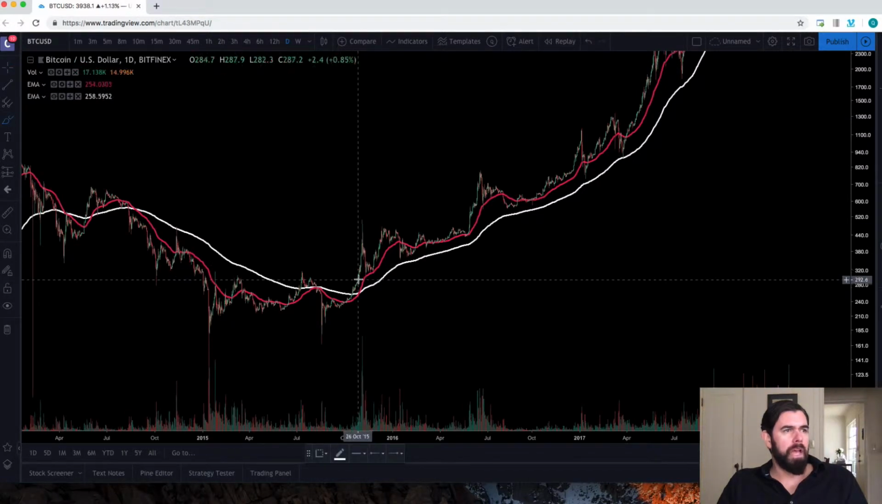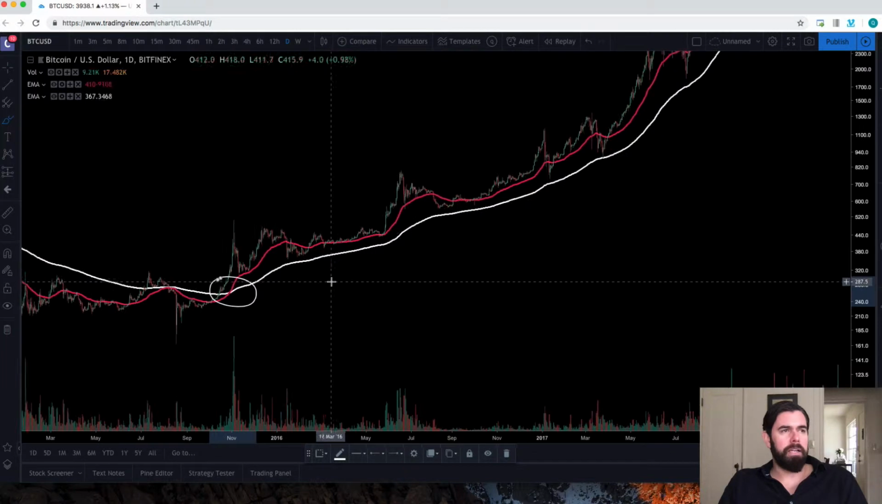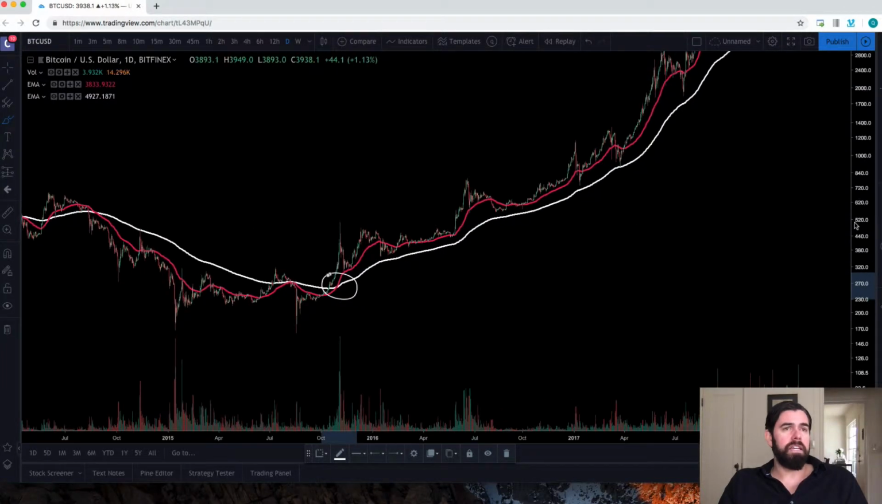So right here we have a golden cross, all right? And that's signifying the direct opposite of the death cross. It's signifying that we are going to go into a bull run, an upward trend for quite some time. That's the idea behind it. And as you can see, once again, it held true to the actual cross itself.